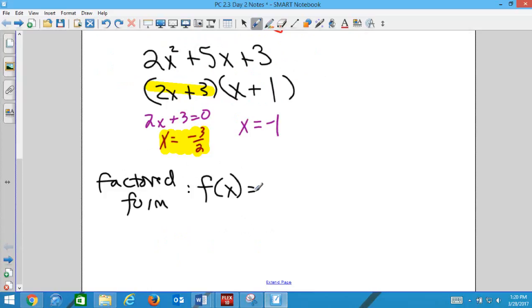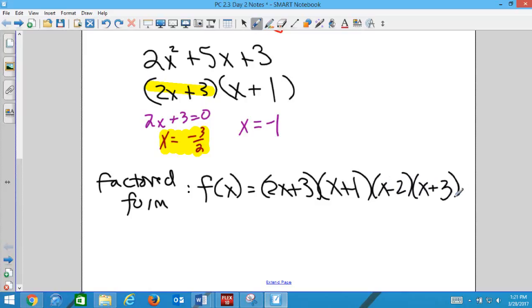F of x equals 2x plus 3, x plus 1. What other factors does this have? x minus 6. Right, they gave it to us, right? x minus 2 and x plus 3. So I have 4 x's. I have x to the 4th if I were to multiply it all together. Does that kind of match my original question? 2x to the 4th is the first term. Okay. So that's factored form.